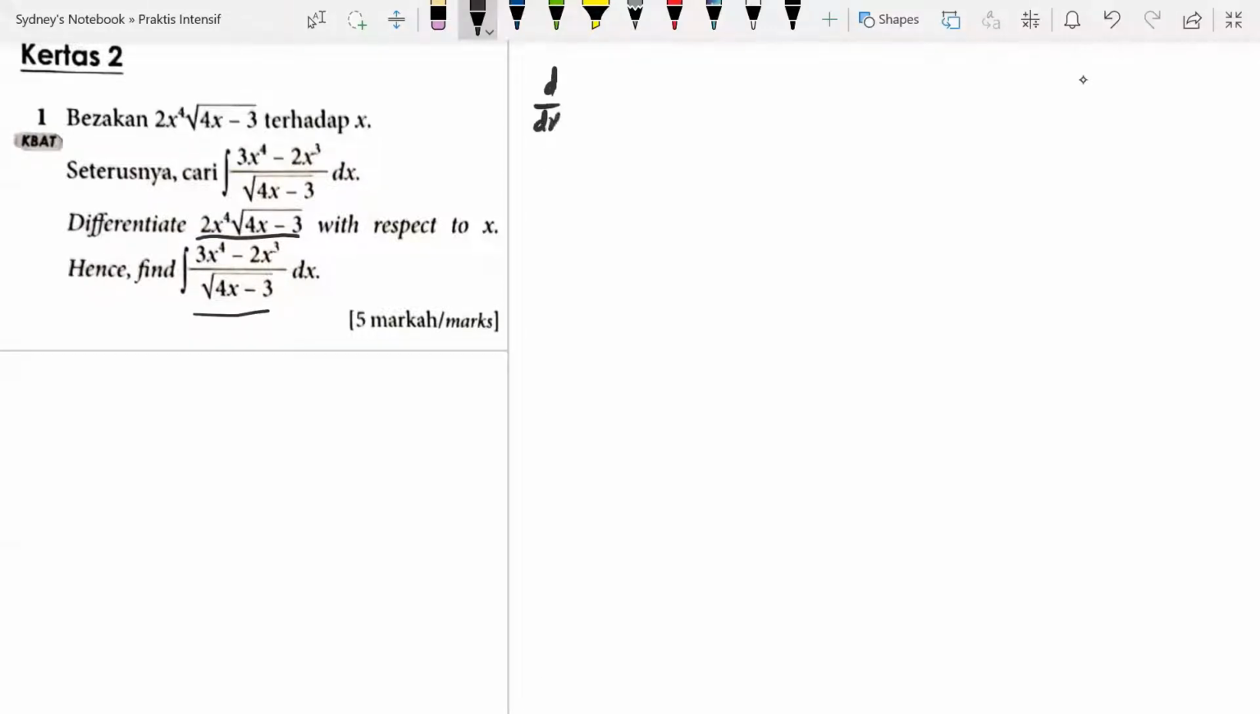We have to write like this: 2x to the power of 4, and then we have 4x minus 3 raised to the power of half. Now, to differentiate this, we apply the product rule. The product rule will be: stay v, that means copy the v, raised to the power of 1 over 2, differentiate the u. So 4 times 2, we have 8x to the power of 3, plus stay u and differentiate the v.